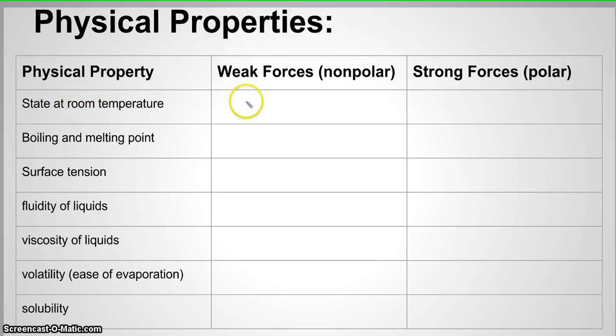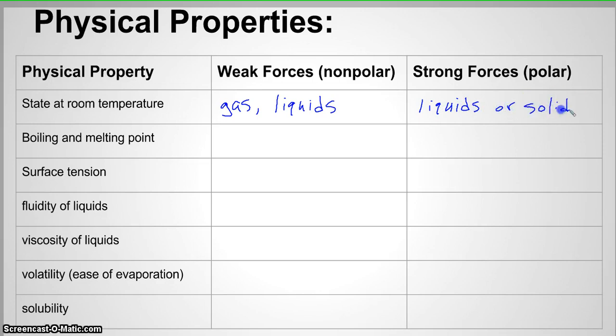For the most part, these are going to be gases, sometimes liquids, depending on the size of the molecules. Because they have weak forces holding them together, their molecules are not going to be attracted as much. They're going to be gases or liquids. If we have really strong forces holding the molecules together, then these will be liquids or solids, generally at room temperature.